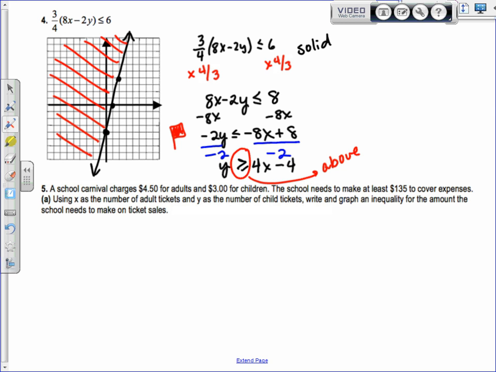If you don't like doing that, you can always check 0, 0. 0 is greater than or equal to -4. That's true. So 0, 0 is part of your solution set. So it is shaded.